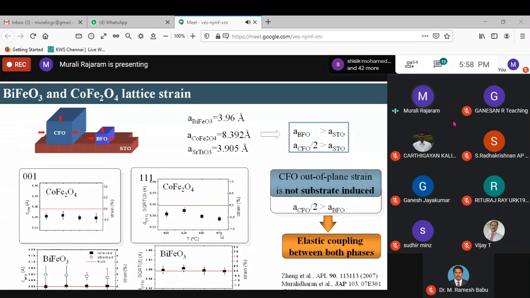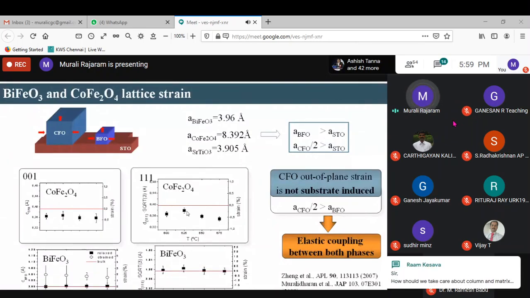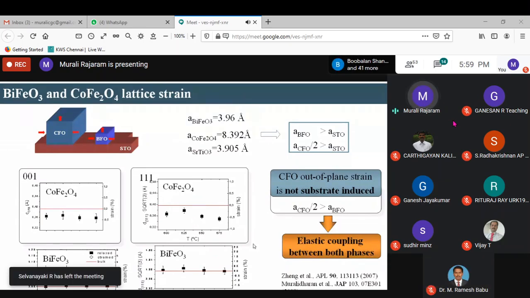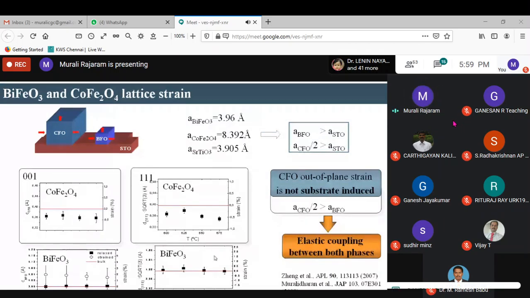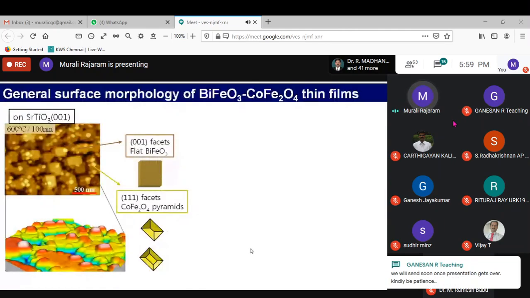So this shows elastic coupling is occurring between the bismuth ferrite and the cobalt ferrite. If you want to accommodate these two structures in a single phase, these two are elastically coupled, and the bismuth ferrite pulls the cobalt ferrite, and that is why it is compressed. So now we have proved that elastic coupling occurs between these two structures when you grow them together. That is one of the important results we have published in the Journal of Applied Physics.